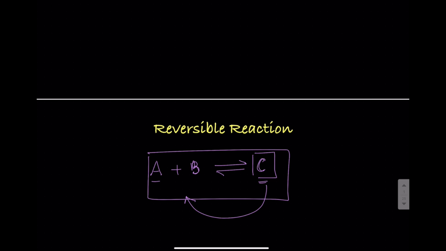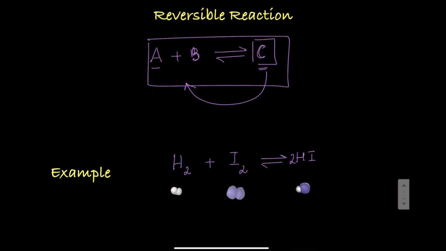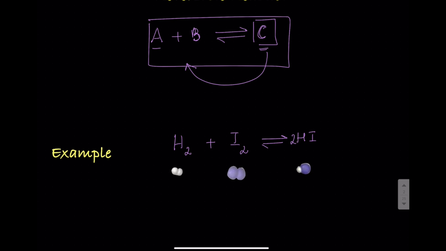This is a reversible reaction. Now, the equilibrium concepts always involve these reversible reactions. Let's take an example here. I have hydrogen gas reacting with iodine gas to give hydrogen iodide. This is also a gas. So we have hydrogen here represented in white, iodine in light purple, and then you have hydrogen iodide, which consists of 1 hydrogen atom and 1 iodine atom.